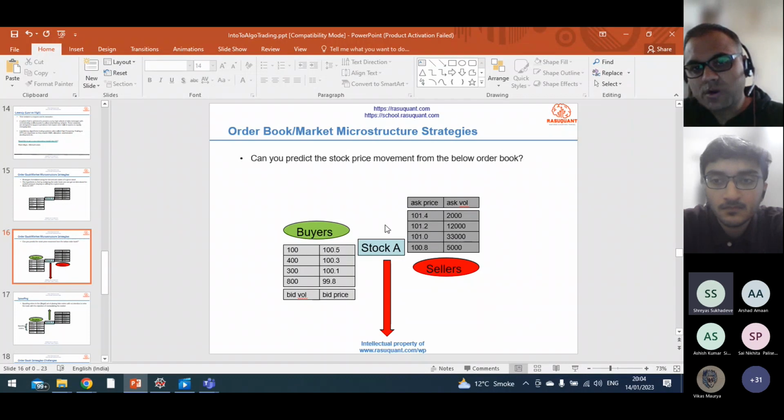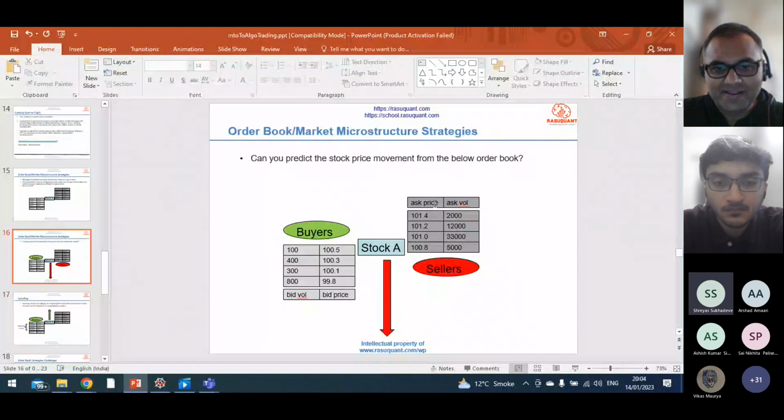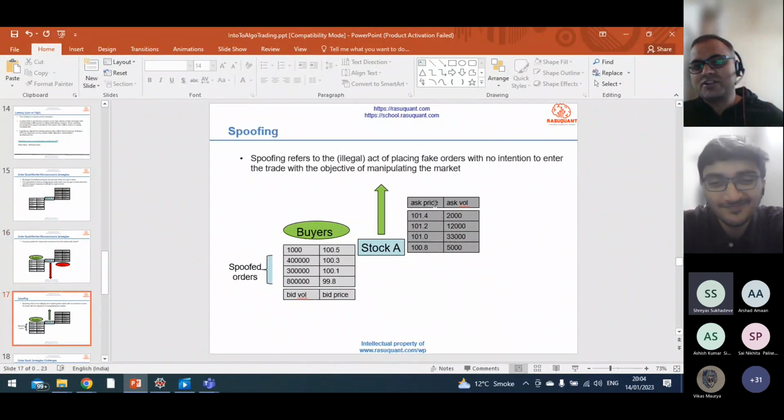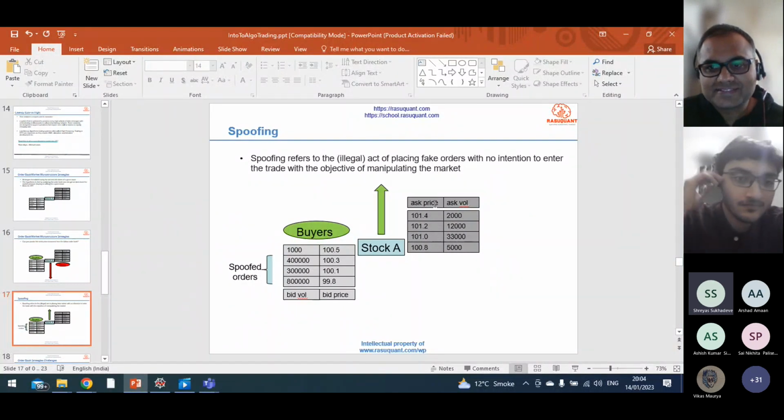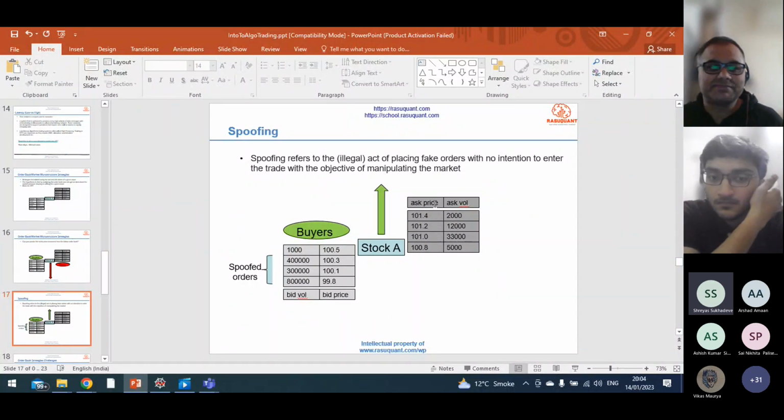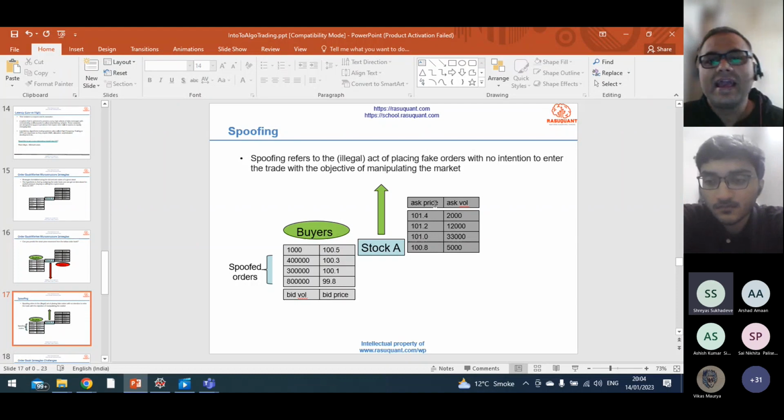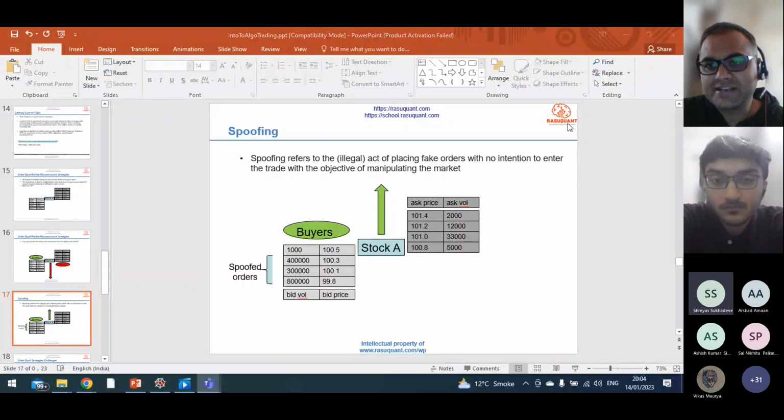Okay, so that is what the high frequency traders are doing. They're analyzing this order book on a real-time basis, and they're trying to make very quick decisions on whether the stock is going to go up or down in the near future. But with technology comes bad people as well. So again, there is something called ethical algorithmic trading and there is something called unethical algorithmic trading. And there are a lot of people who do unethical algorithmic trading as well.